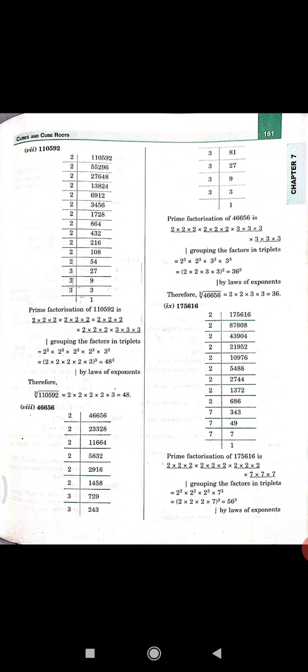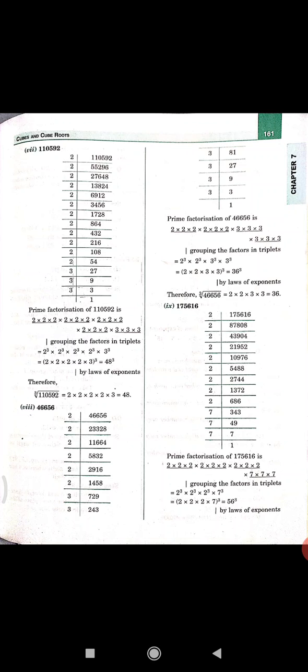110592. 110592 divided by 2 is 55296, then again 2, 27648, then again divide by 2, 13824, again divide by 2, 6912, again divide by 2, 3456, again divide by 2, 1728, again divide by 2, 864, again divide by 2, 432. The last digit is 2, so again divide by 2, 216, possible, again divide by 2, 108, 54, 54 divided by 2 is 27. 27 divided by 3: 3 nines are 27, 3 threes are 9, and 3 ones are 3.